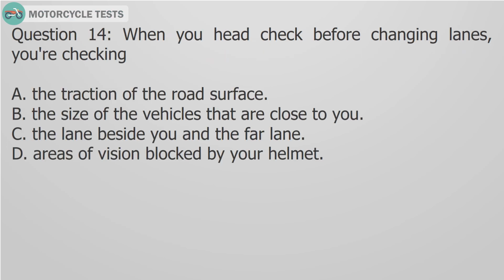Question 14. When you head check before changing lanes, you're checking A. The traction of the road surface. B. The size of the vehicles that are close to you. C. The lane beside you and the far lane. D. Areas of vision blocked by your helmet.